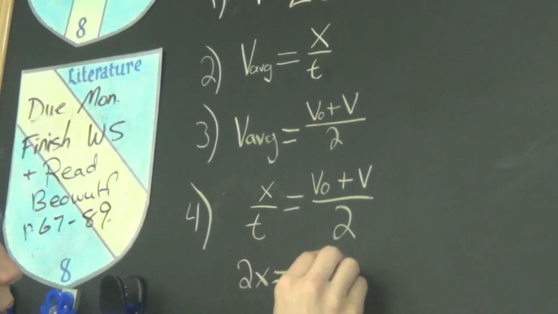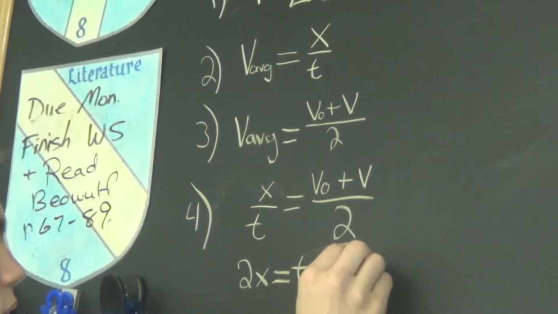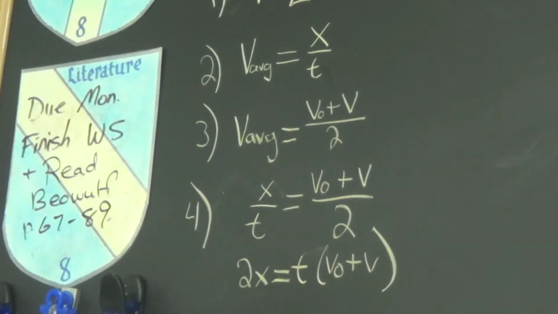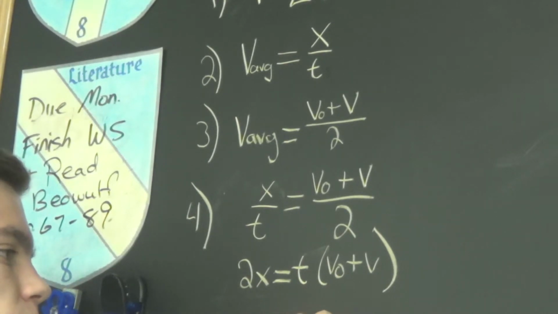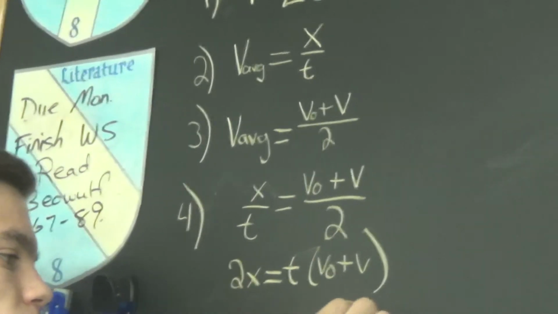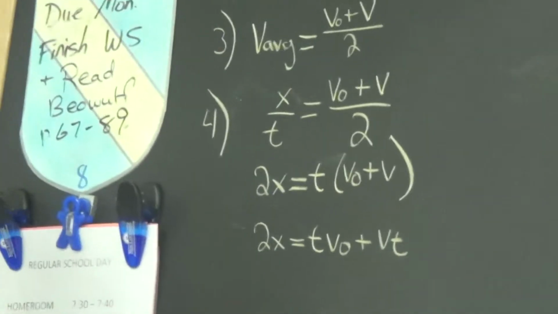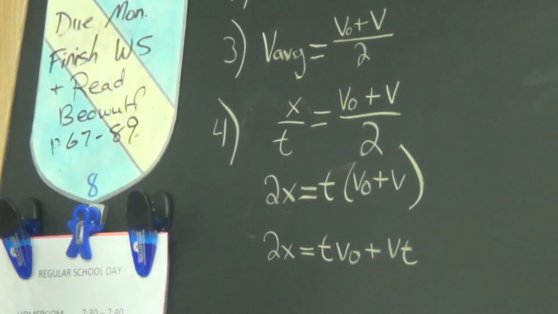Remember how in proportions, the means equal the extremes: whatever's here times whatever's here equals whatever's here times whatever's here. All right, so distribute your t. We'll finish this one equation and we'll pick this up tomorrow. You'll have one homework problem to do. All right, so now he distributed the t's.